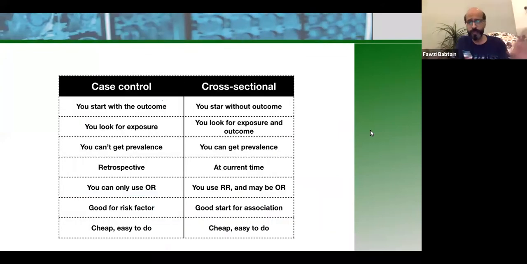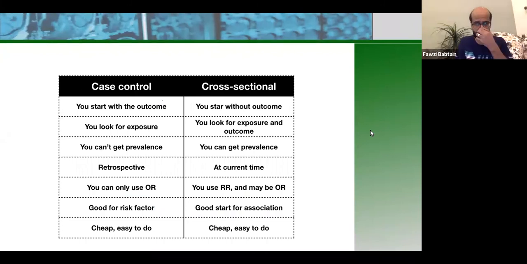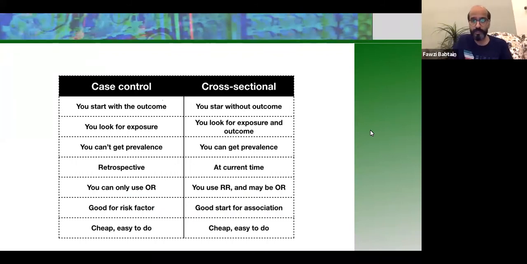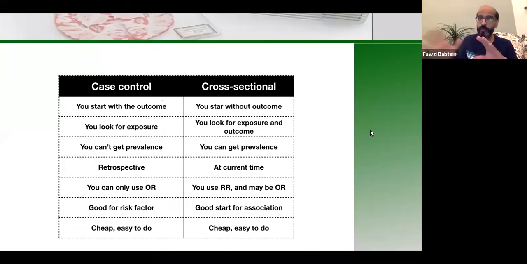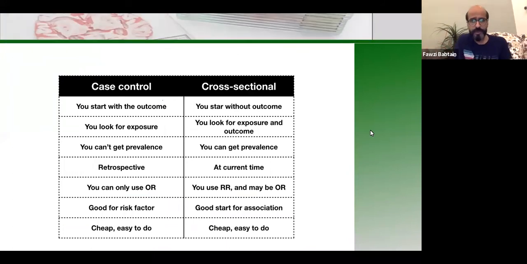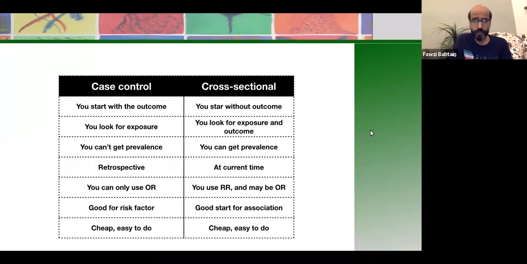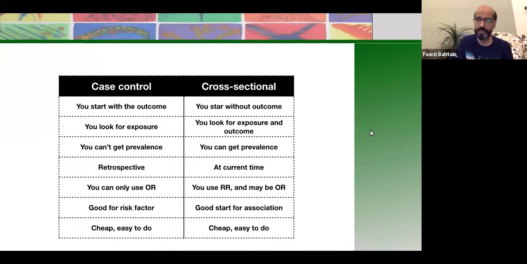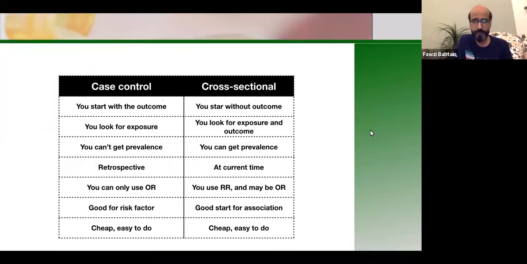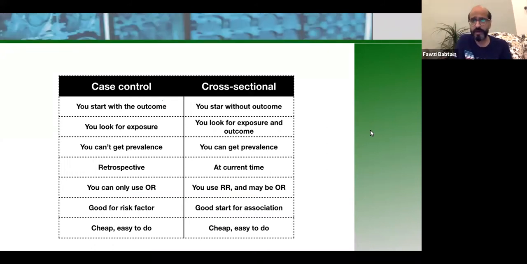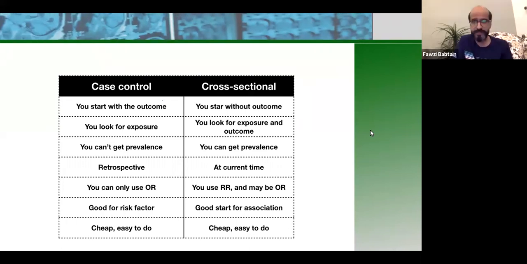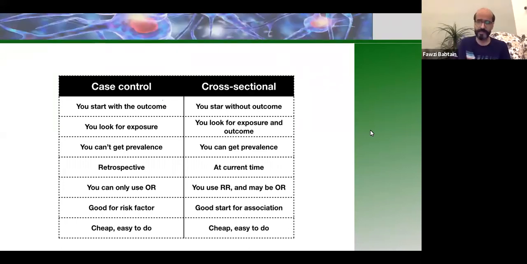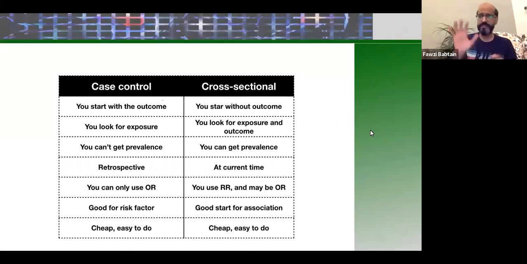So again, quick comparison between case control and cross-sectional study. Case control, you start with the outcome. While the cross-sectional, you start with no outcome and you look for the outcome. In case control, you look for the exposure, but in cross-sectional, you will look for both exposure and outcome. Case control, you cannot look for prevalence, while cross-sectional, it is sometimes called a prevalence study. This is the best simple study to look for prevalence.